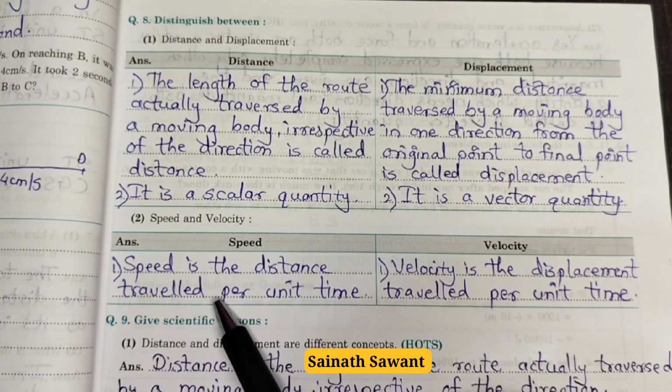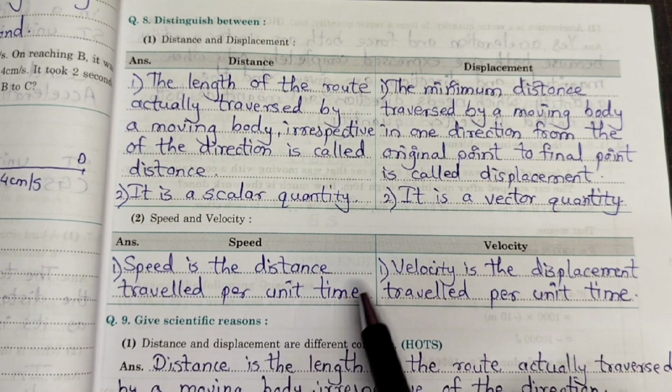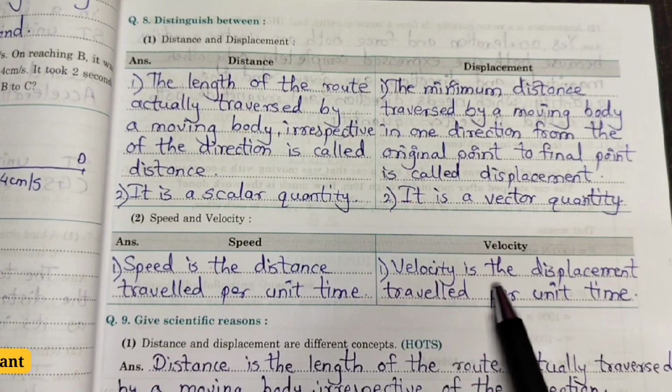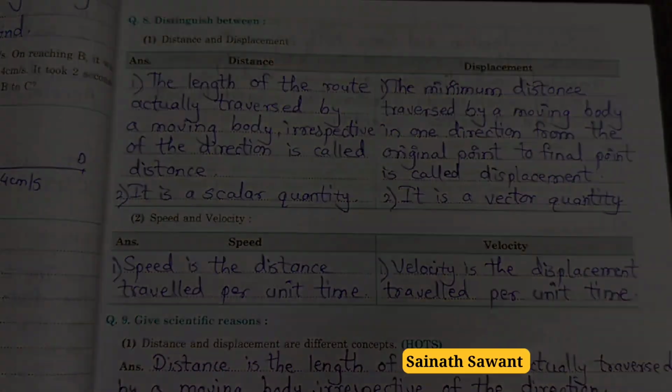Second, speed and velocity. Speed. First, speed is the distance traversed per unit time. Velocity. Velocity is the displacement traversed per unit time.